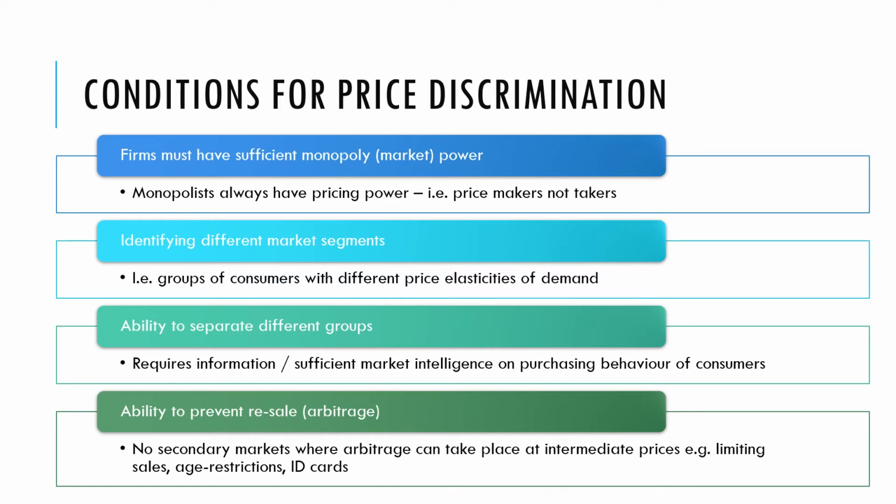So if I sell an off-peak travel rail ticket, I need as a business to be able to prevent someone buying that off-peak travel ticket and selling it to someone who's going to use it at peak times. I need to find a way I can prevent adults pretending to be students or saying they're students and buying cheaper tickets. If that's not the case, then there's an opportunity for arbitrage, i.e. someone buying it at the cheaper price and selling it to someone for the more expensive price, and therefore I lose my benefits from price discrimination.